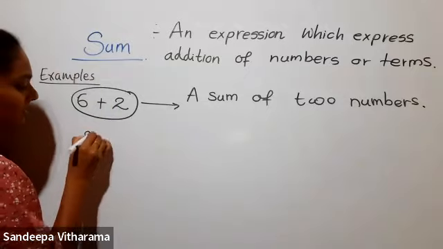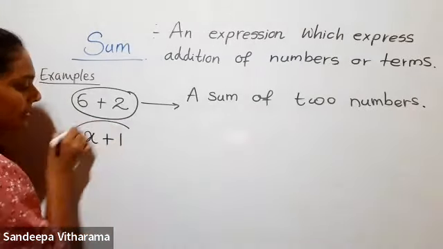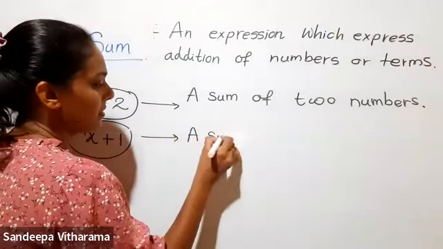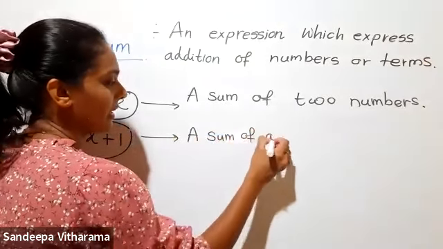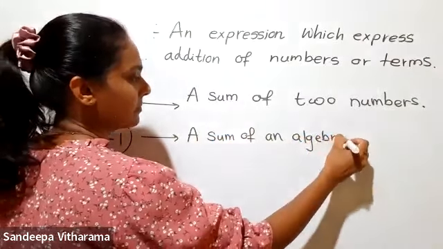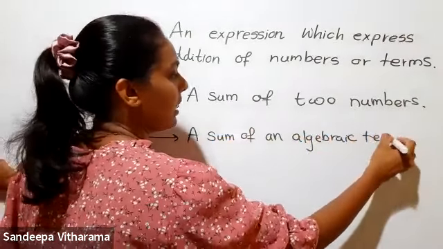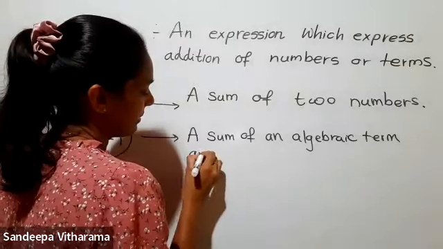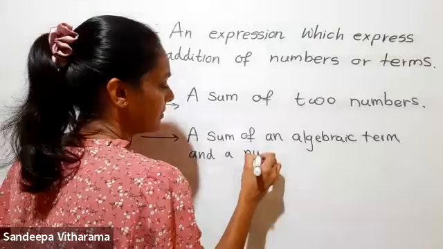Look at this one. X is added to 1. This is what? It is a sum of an algebraic term, that means a particular unknown term, and a number.